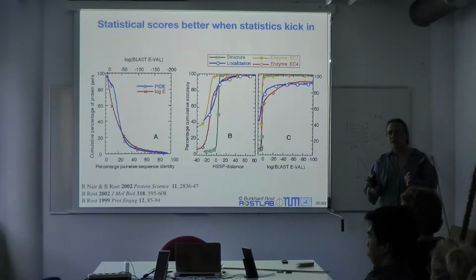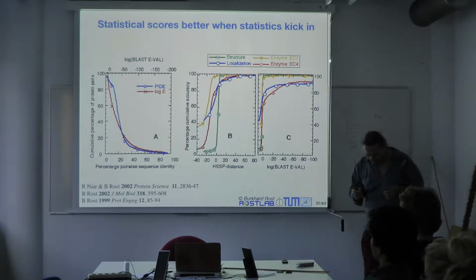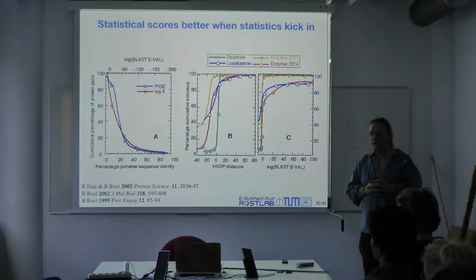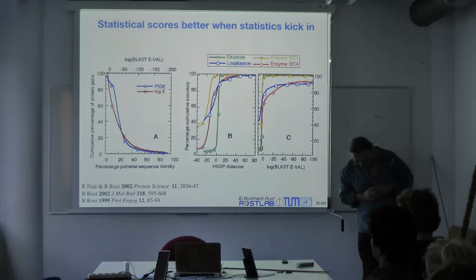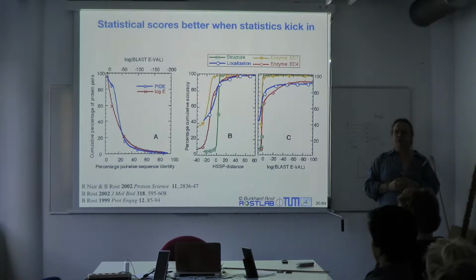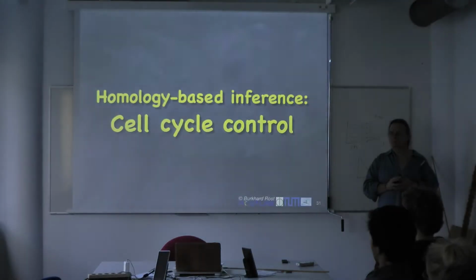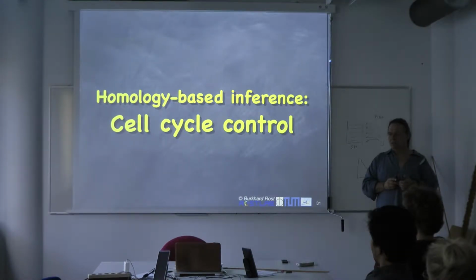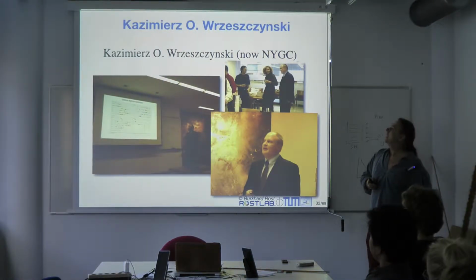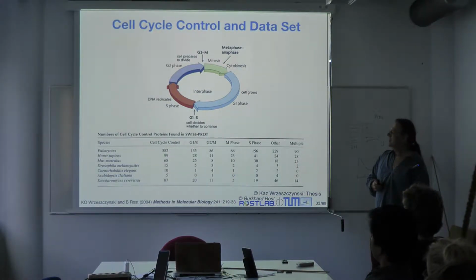Cells divide, and there is a set of proteins that is involved in making cells divide. In fact, some of these are enzymes, but there are specific enzymes involved in the cell cycle and cell cycle control. So if my goal were to find all the proteins that are involved in the cell cycle by homology-based inference, how would I go about it? That's, by the way, work from Kaz Brzezinski. He's now at the New York Genome Center.